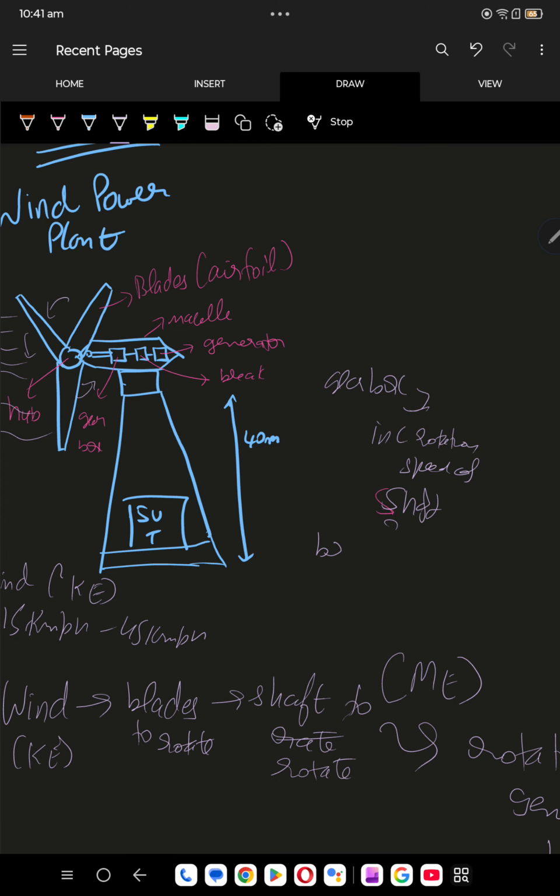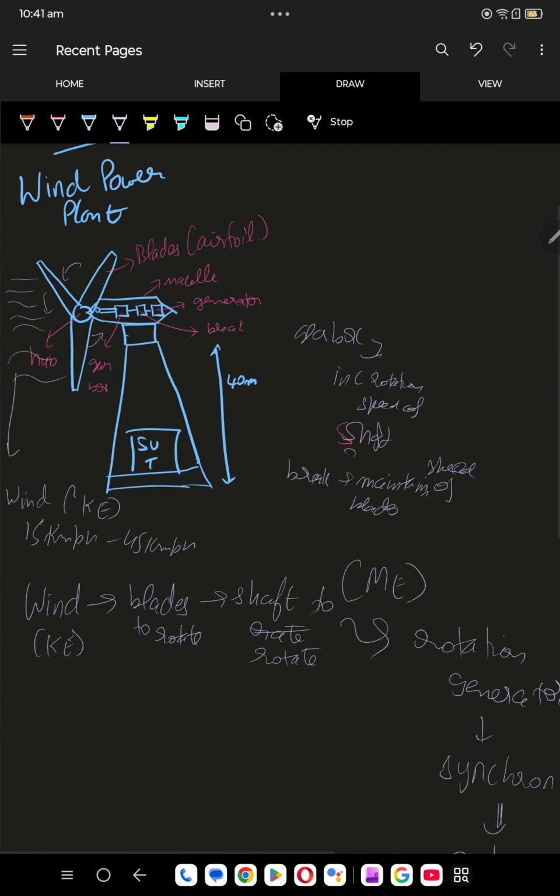And the brake which is there, if the wind speed is more than 45 km per hour, I told you it might damage the blades. So it will help in maintaining the speed of the blades and reduce the speed of blades if it's too much. Okay. Then I told you there's a part called yaw.